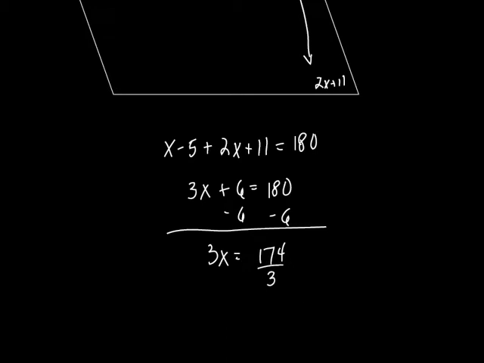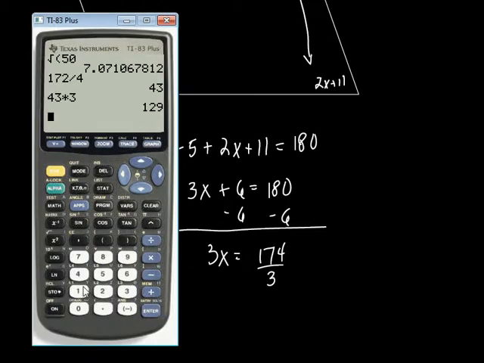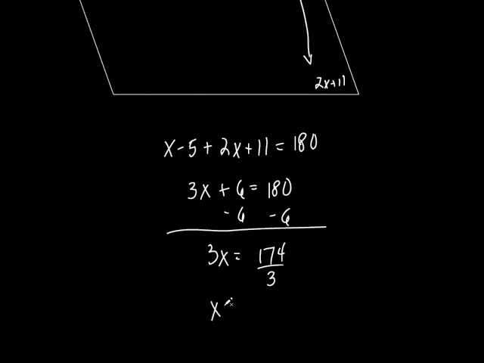Did we? Okay. Does that come out even? 174 divided by 3. And that's 58, so x is 58. All right, so we're good there.